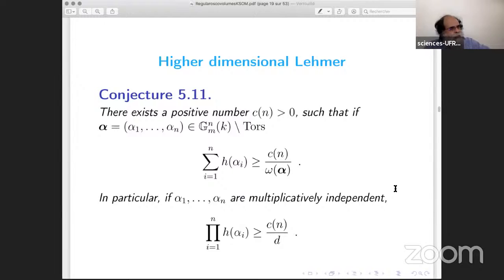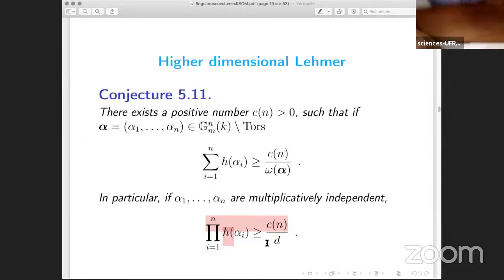So now I turn to the higher dimensional Lehmer problem. These are things that are 20 years old that we did with Francesco Amoroso. So you take a point in the nth power of Gm, and then the claim is that the sum of the heights is bigger than C n over omega n. I'll define omega n in a minute. And in particular, this is easier to understand, the product of the heights itself behaves like Lehmer's problem, 1 over d.